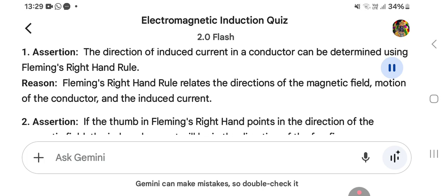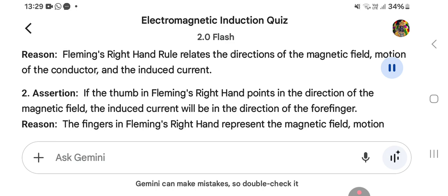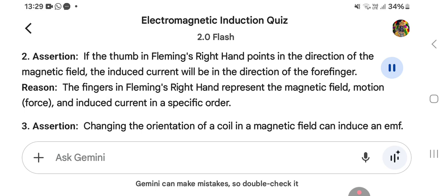2. Assertion: If the thumb in Fleming's right hand points in the direction of the magnetic field, the induced current will be in the direction of the forefinger. Reason: The fingers in Fleming's right hand represent the magnetic field, motion, force, and induced current in a specific order.